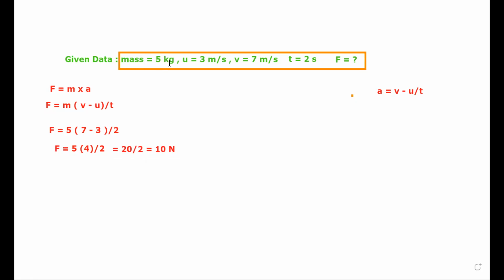Whenever a body which has 5 kg of mass, and when a constant force is applied on that object, it has changed its initial velocity from 3 meter per second to 7 meter per second in 2 seconds, then the applied force is 10 Newton. So this is the answer for the first problem, right? Still we have the second problem.